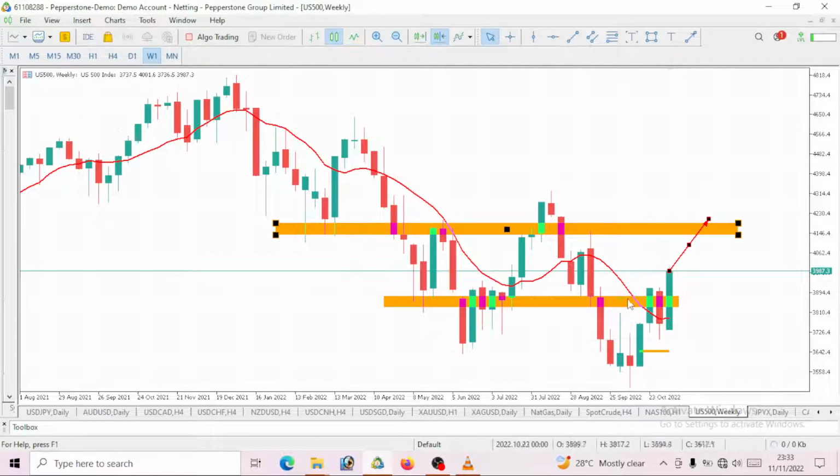Secondly, this price is above our moving average. Since it is above our moving average, there's only one movement we should look out for, which is a bullish move. So S&P 500, we are still on a bullish move, by the way. So try and go long on S&P 500.